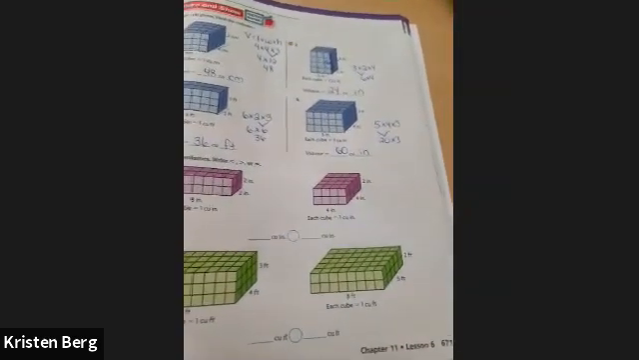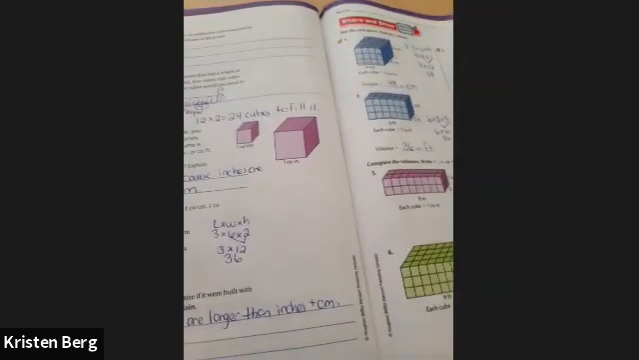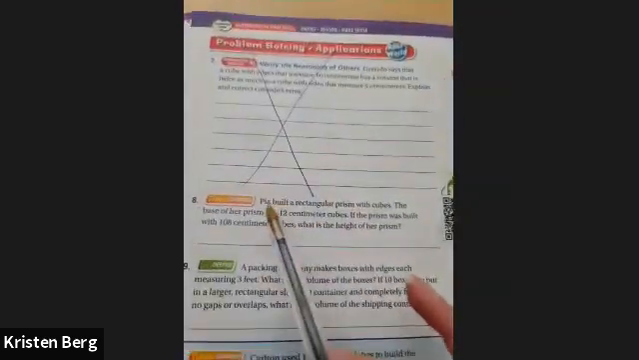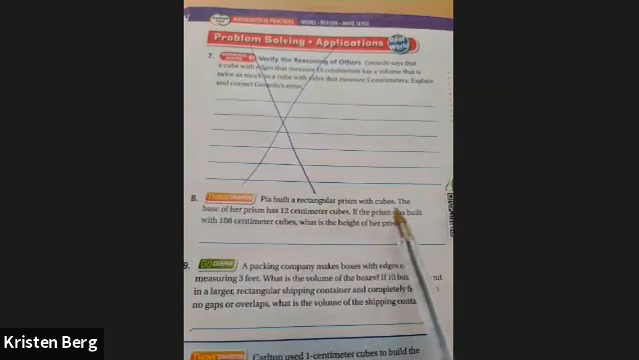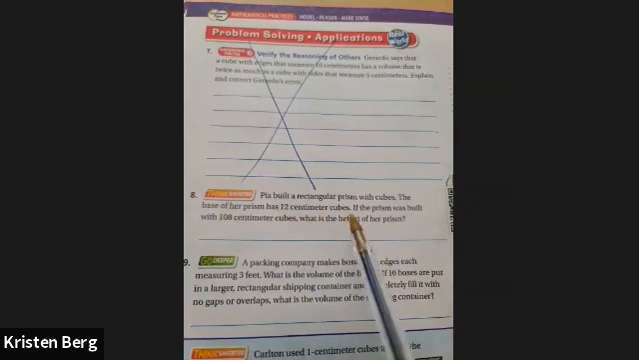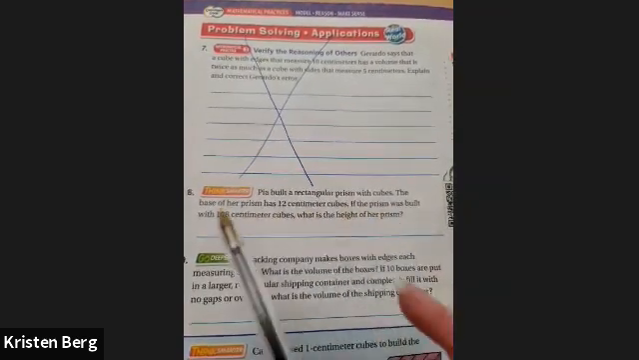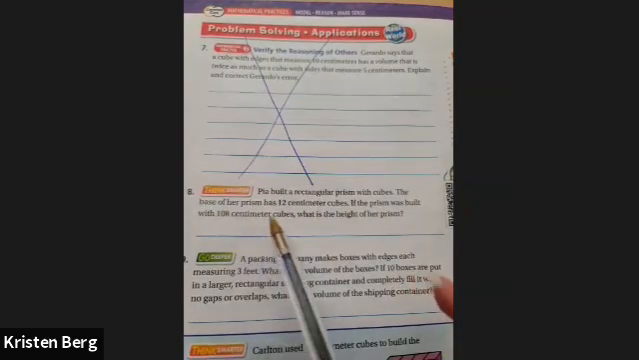Okay, so then on your next page, we are going to skip this next one. So number 7 is out. We are going to do this one though. It says Pila built a rectangular prism with cubes. The base of her prism is 12 centimeter cubes. If the prism was built with 108 centimeter cubes, what was the height of it?